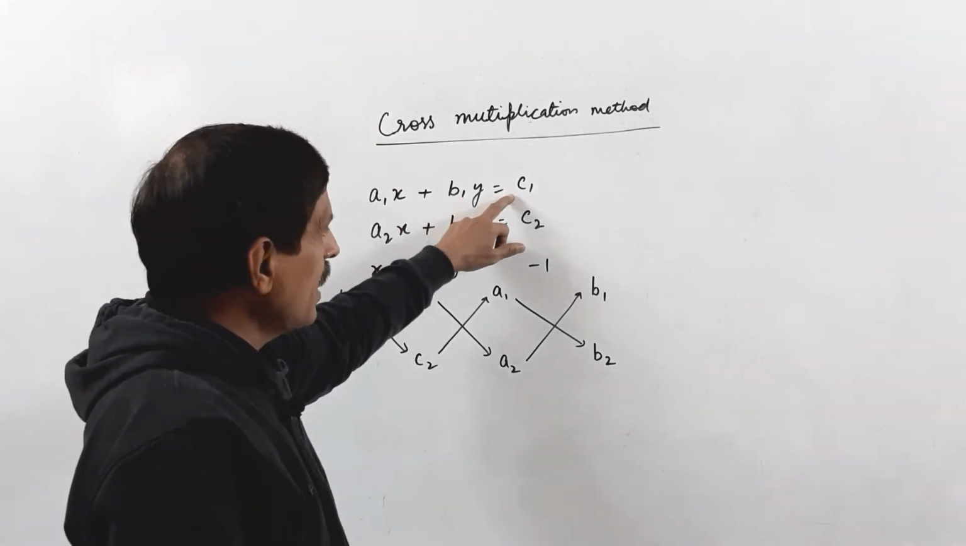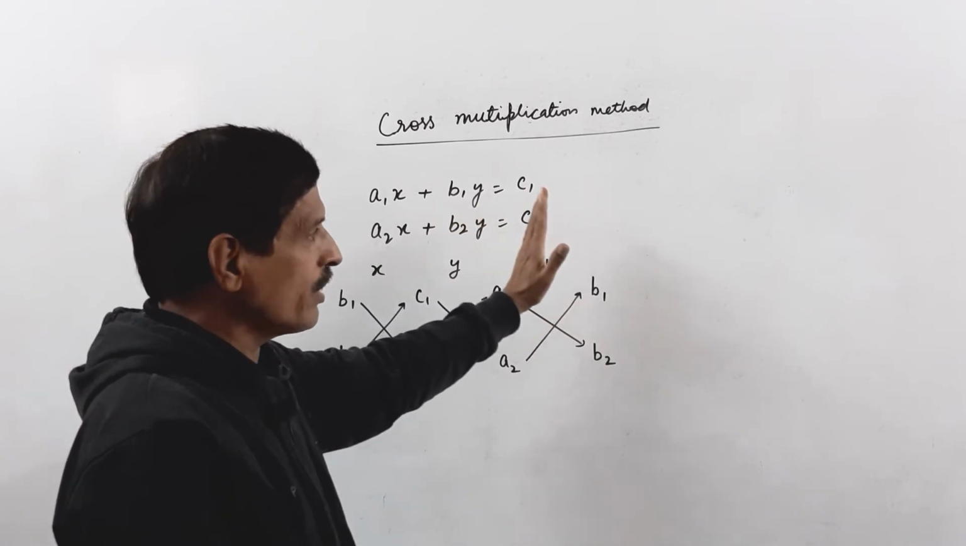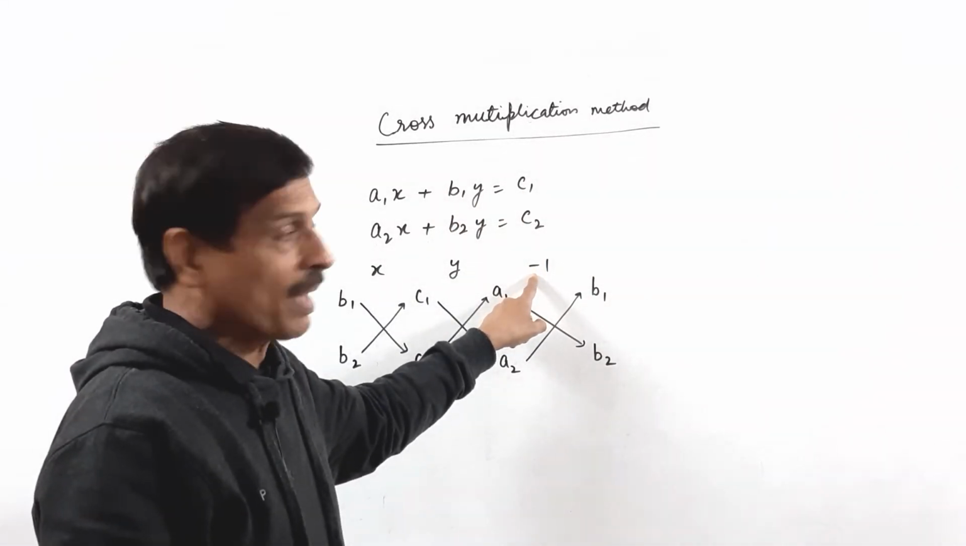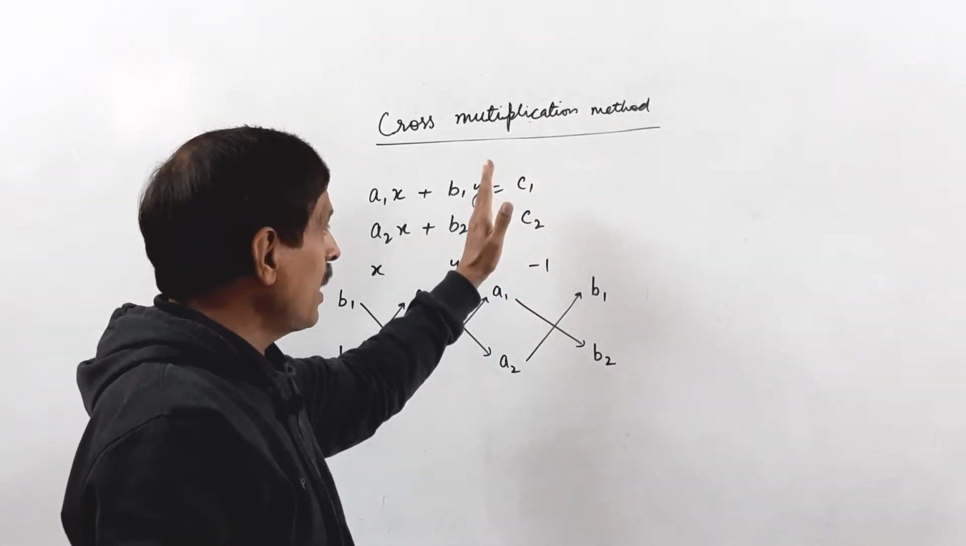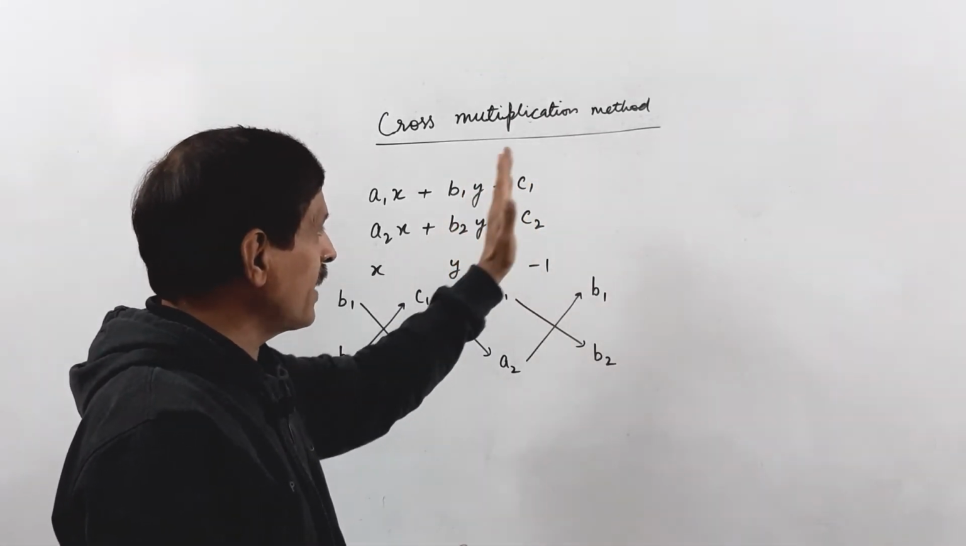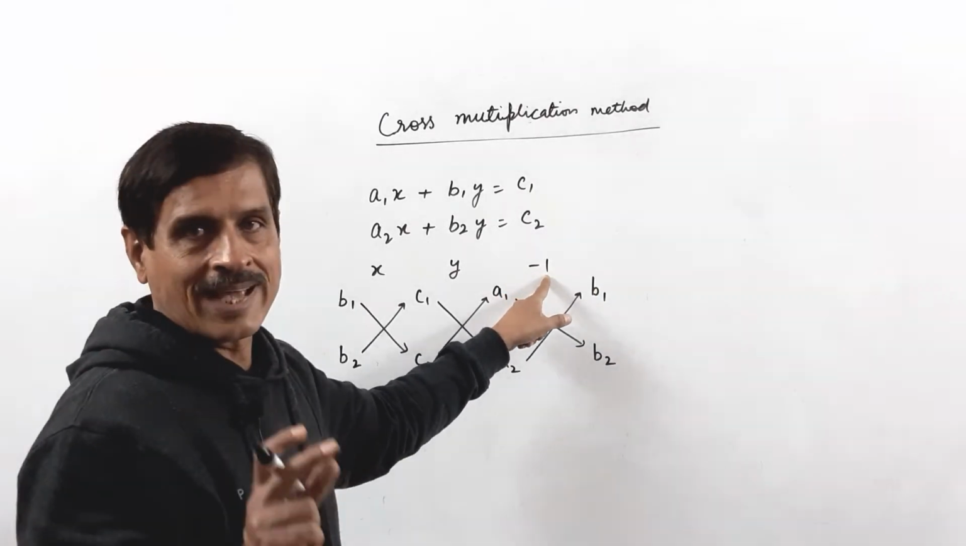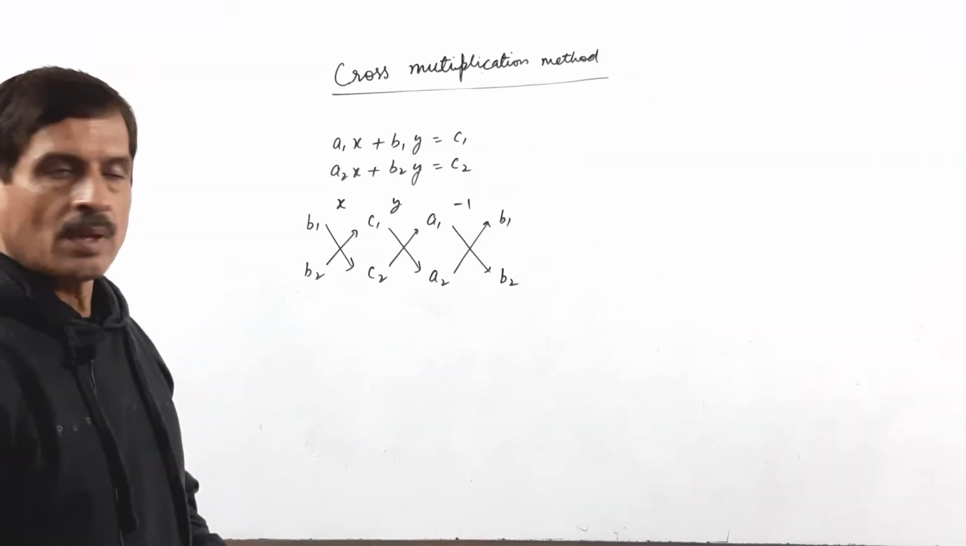If C1 and C2 constants are on the right side of the equations, then we use this minus 1 over here. But if C1 and C2 are on the left side and the right side is 0, then it is only 1. Negative sign is not taken.